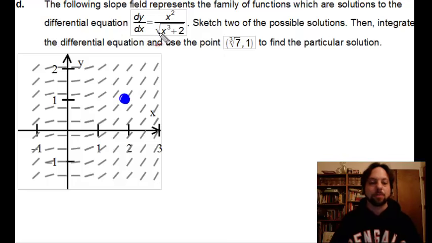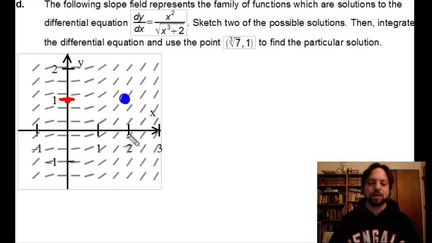For example, plug in the point 0, 1. 0, 1 is a point right here on the slope field. And if you plug 0, 1 into this differential equation, what do you get for dy dx? Well, clearly, you get 0. And what that means is that the rate of change of a function, or the slope of a tangent line at this point, is simply going to be 0. And so what we've done is put a little piece of slope with a slope of 0. And that's how the whole thing works.